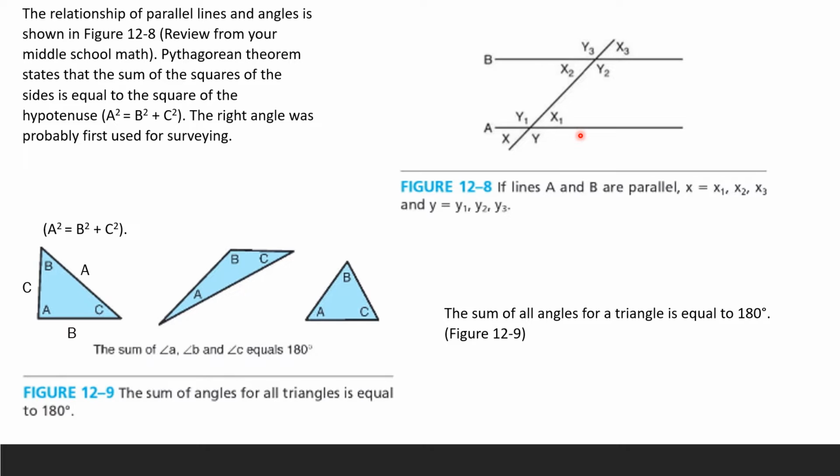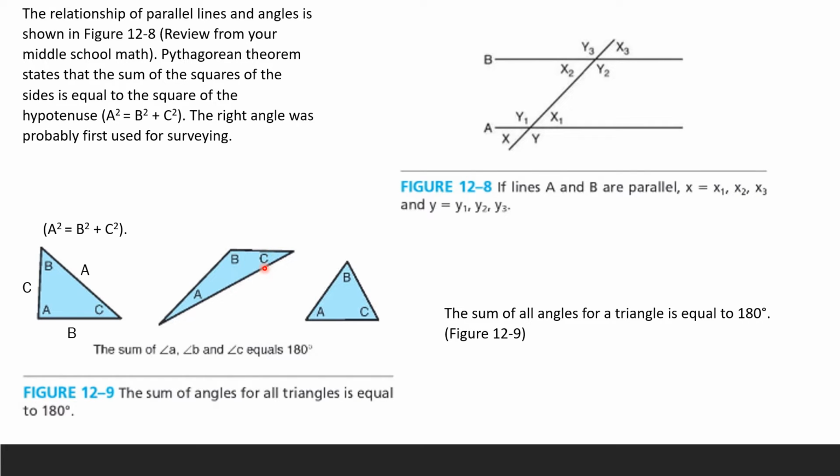Okay, this is just a middle school review. So the relationship, you have two lines here, they are parallel to each other, line A and line B. And the angles are shown in the lines. So you have 1, 2, 3, 4, and 1, 2, 3, 4 angles. So this is just a review from your middle school.